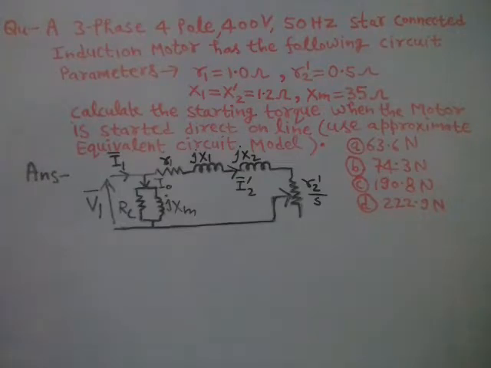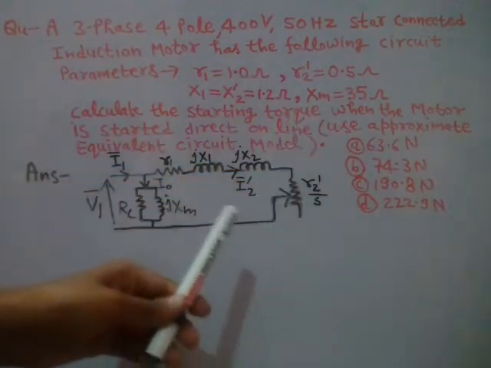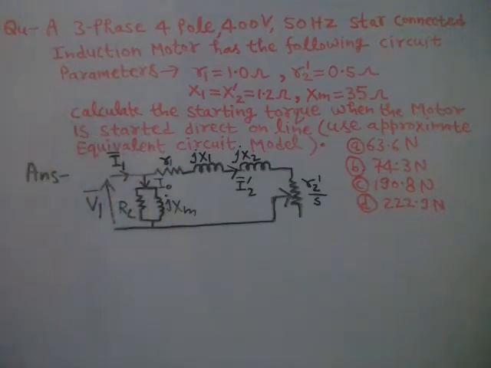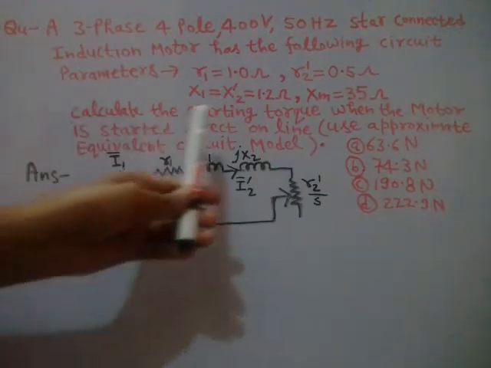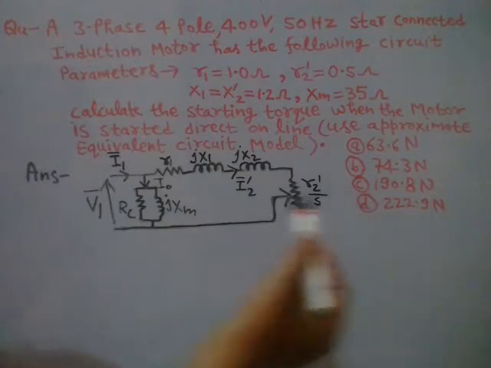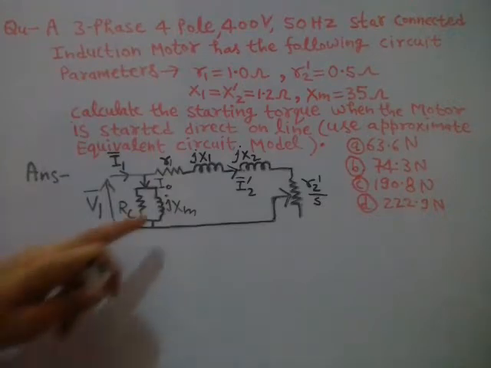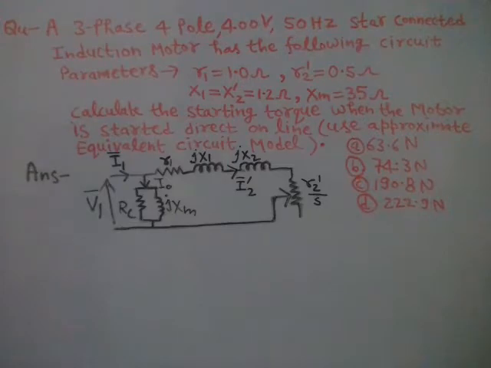Now for this question, for this given data, you will be calculating the starting torque, that is the question. So A, B, C, D are the four options. Out of these four options, only one option is correct, that you have to choose after solving this numerical using this equivalent circuit model.